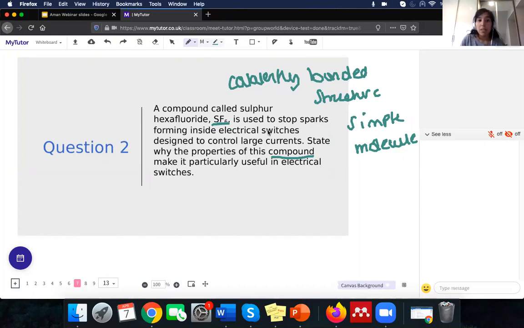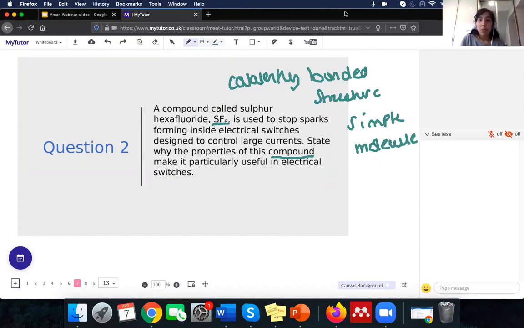Exactly, brilliant. People are saying it doesn't conduct electricity, which is excellent. The reason that it's used to stop sparks is because simple molecules don't conduct electricity, and that is because they have no charge. Remember, electrons are shared, which means there are no free electrons to move, and also that they have no overall charge.